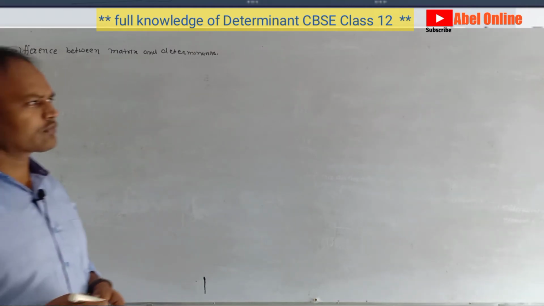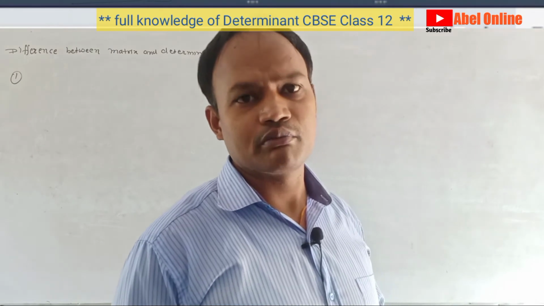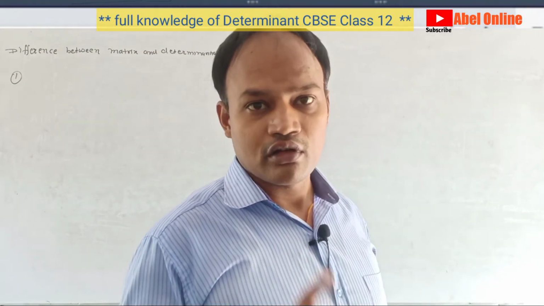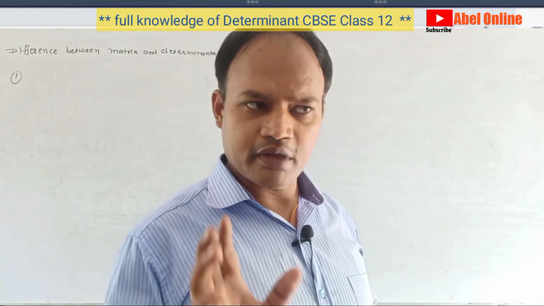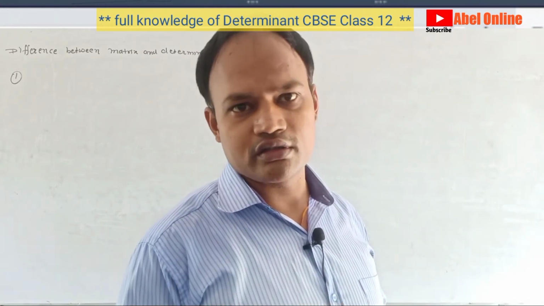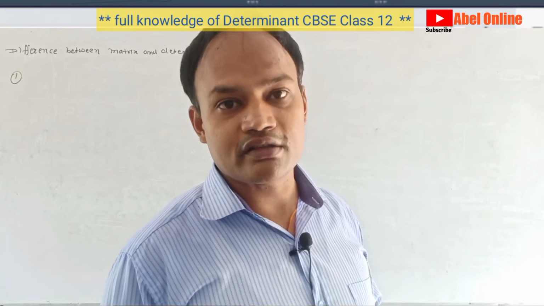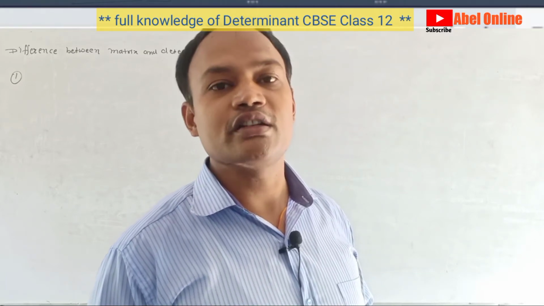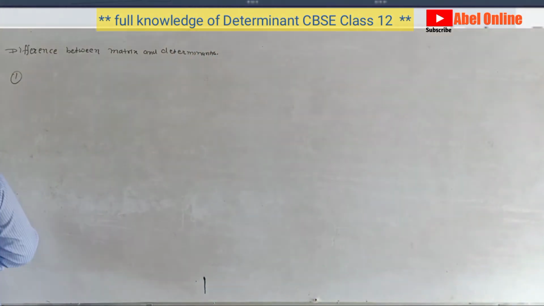Number one is that a matrix does not have a particular numerical value, but a determinant has a numerical value. Always remember that, write it down: a matrix does not have a fixed numerical value, but a determinant has a fixed value. So what is the first rule?